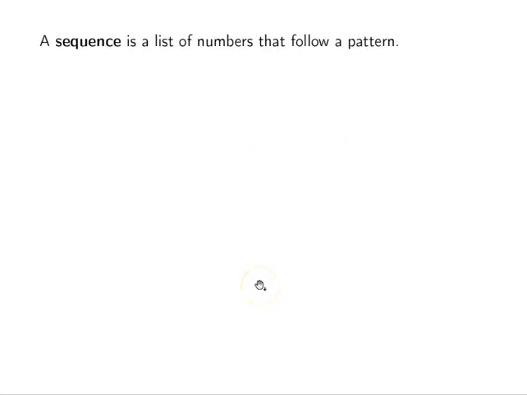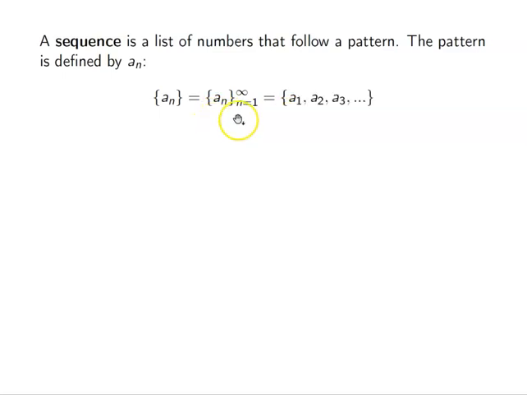So a sequence is a list of numbers that follow a pattern. Okay. The pattern is called a sub n. This is the term you're going to see everywhere. A sub n is generally given by a rule. One way to notate a sequence is to have your sequence between curly brackets. Another way is to have these curly brackets, but then to specify the starting place and the ending place for our sequence. And then we can write it as a list as well.